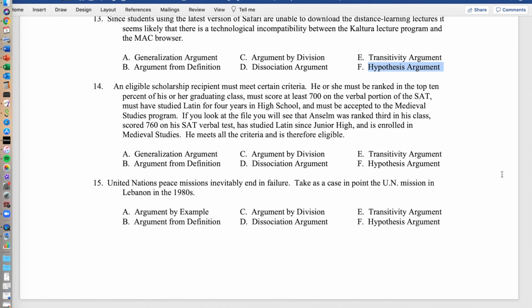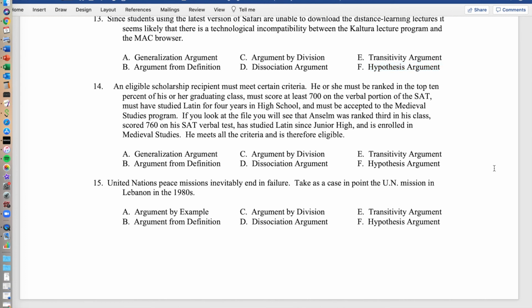Number 14. An eligible scholarship recipient must meet certain criteria. He or she must be ranked in the top 10% of his or her graduating class, must score at least 700 on the verbal portion of the SAT, must have studied Latin for 4 years in high school, and must be accepted to the Medieval Studies program. If you look at the file, you will see that Anselm was ranked third in his class, scored 760 on his SAT verbal test, has studied Latin since junior high, and is enrolled in Medieval Studies. He meets all the criteria and is therefore eligible.